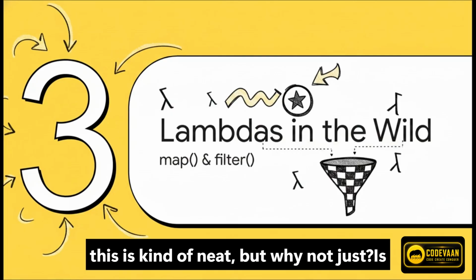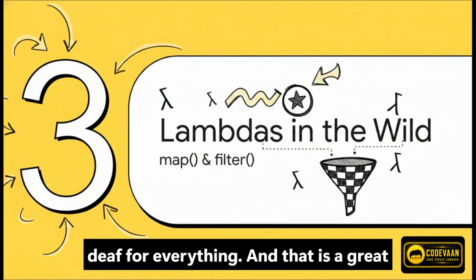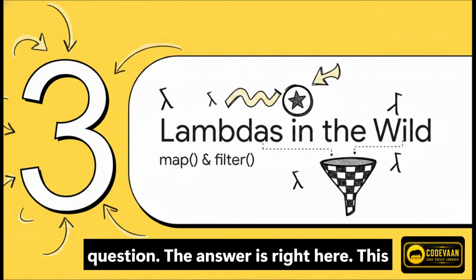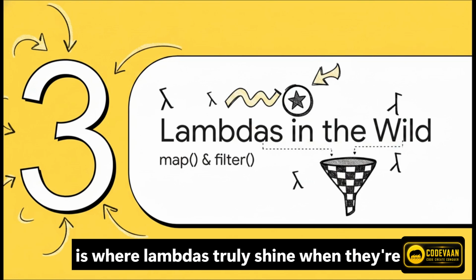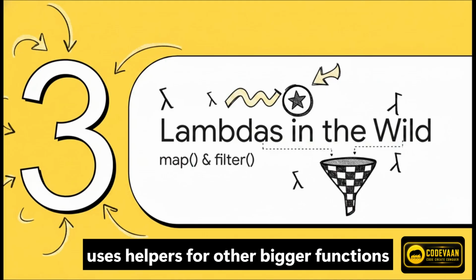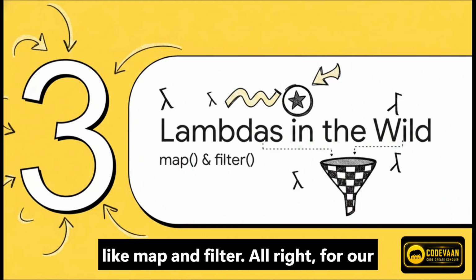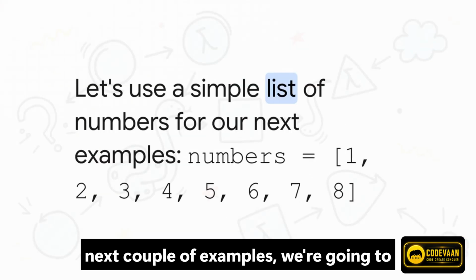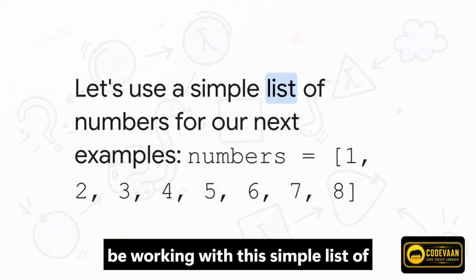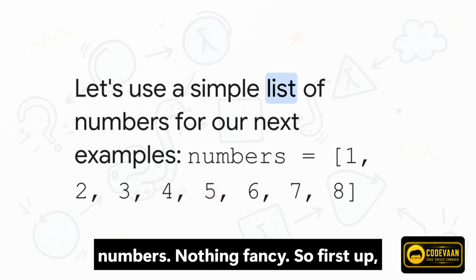Okay, so you might be thinking, this is kind of neat, but why not just use def for everything? And that is a great question. The answer is right here. This is where lambdas truly shine, when they're used as helpers for other, bigger functions, like map and filter. All right, for our next couple of examples, we're going to be working with this simple list of numbers. Nothing fancy.